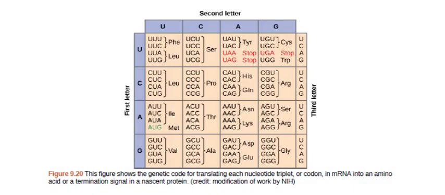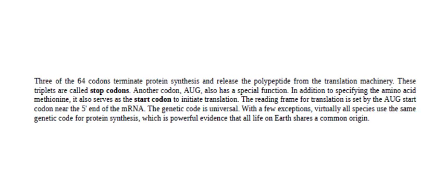Figure 9.20. This figure shows the genetic code for translating each nucleotide triplet or codon in messenger RNA into an amino acid or a termination signal in a nascent protein. 3 of the 64 codons terminate protein synthesis and release the polypeptide from the translation machinery. These triplets are called stop codons.